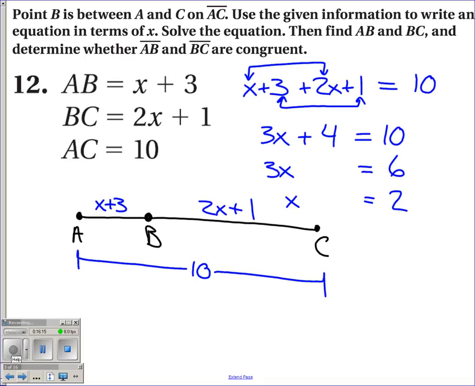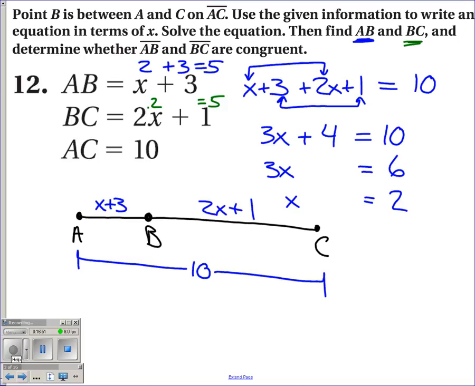They asked us to solve the equation. We've done that. We've also got to find the length of AB. Well, AB is x plus 3, so plugging in 2 plus 3, that's 5, the length of AB. Well, we also need to find the length of BC. So, plugging in 2 here, 2 times 2 is 4, plus 1, and that is 5.